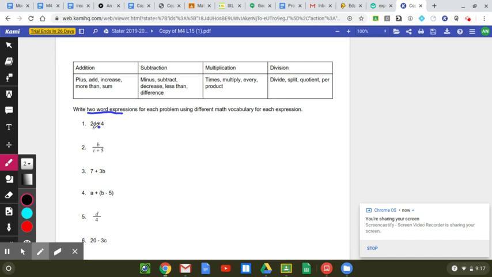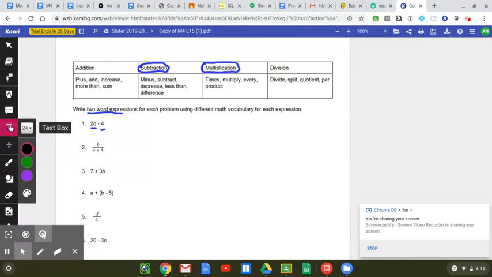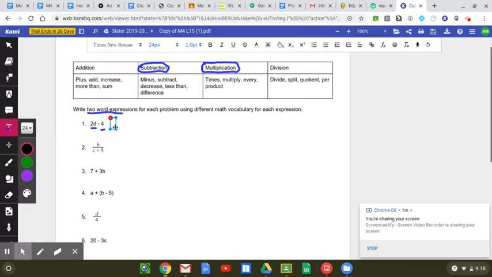So first thing we want to do is identify which operations are happening in each of these expressions. So 2D, okay, if I have a number by a variable, that's multiplication, and then I have a subtraction symbol, and then 4. So I'm going to be choosing words from this part of the table for the multiplication portion of this, and this part of the table for the subtraction portion. Okay, and there's lots of possibilities for this. Like there's not one right answer here.